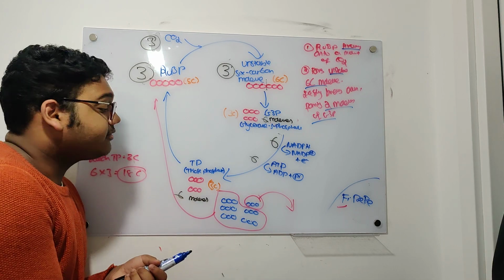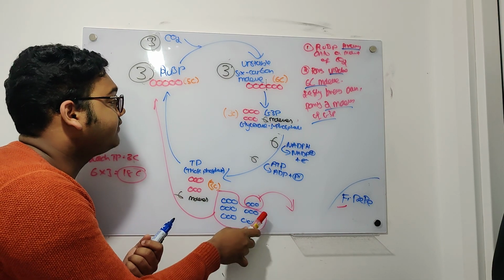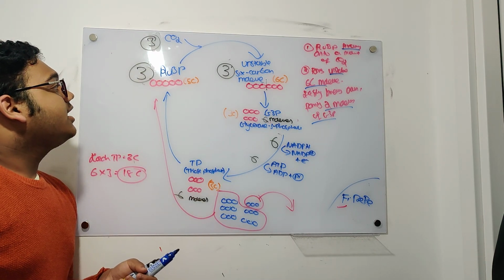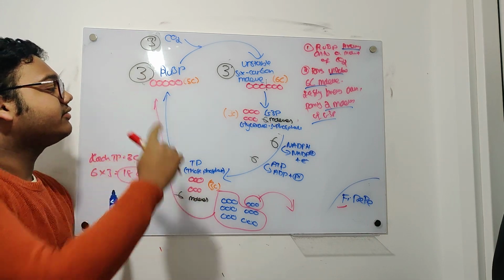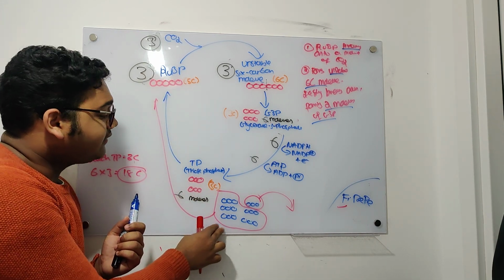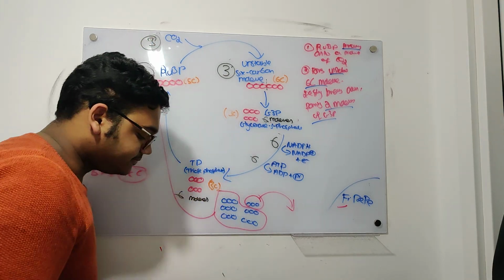And if we count out the number of molecules, 1, 2, 3, 4, 5, 6, 7, 8, 9, 10, 11, 12, 13, 14, 15 carbons, how many carbons do 3 molecules of RuBP have? 5 times 3 is 15. Those 5 triose phosphates will reform into 3 RuBPs.